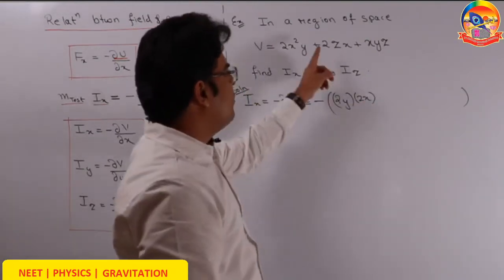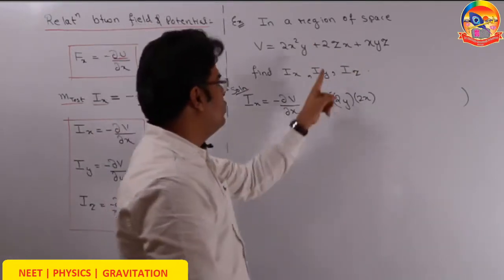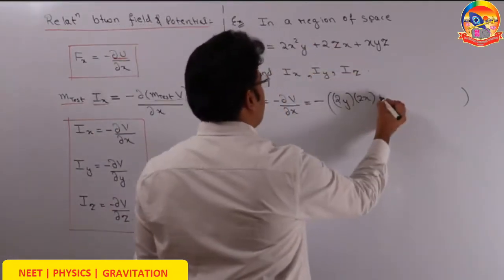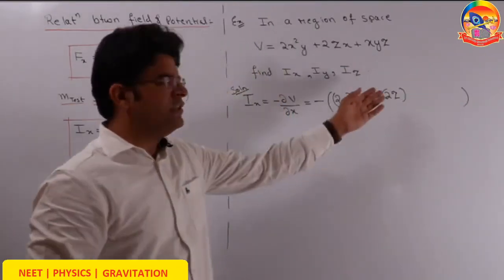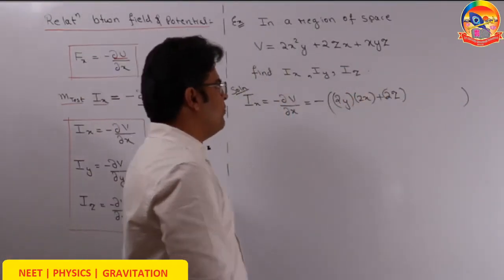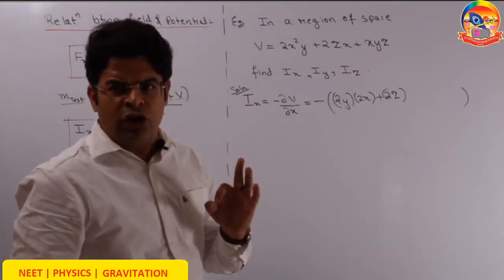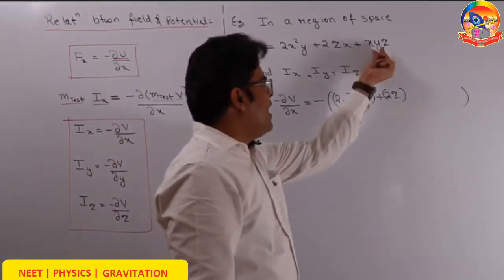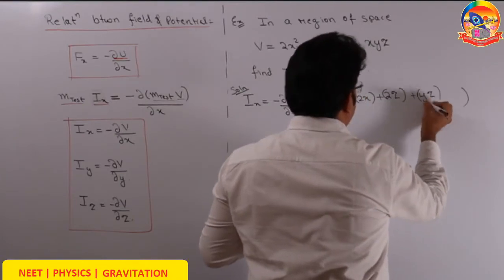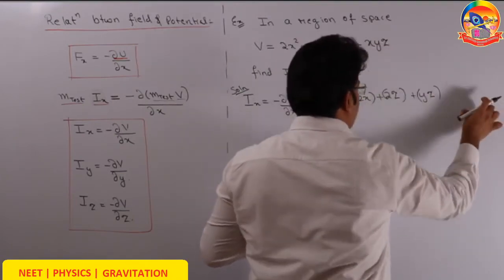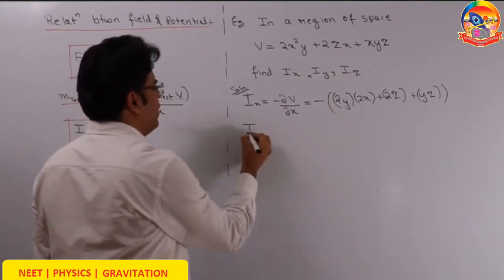Similarly, the second term 2zx. Apart from x, I will treat everything as a constant. So this 2 and z are constant. Take them out of the differentiation. The differentiation of x gives you 1. No need to write it. 2z into 1 is 2z. The third term xyz. Apart from x, I will treat everything else as constant. Since y and z are constant, take them outside. And the differentiation of x is 1, so no need to write it. It is simply yz.